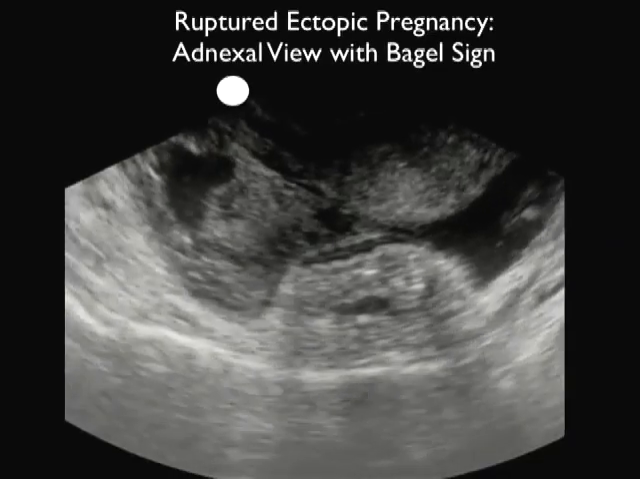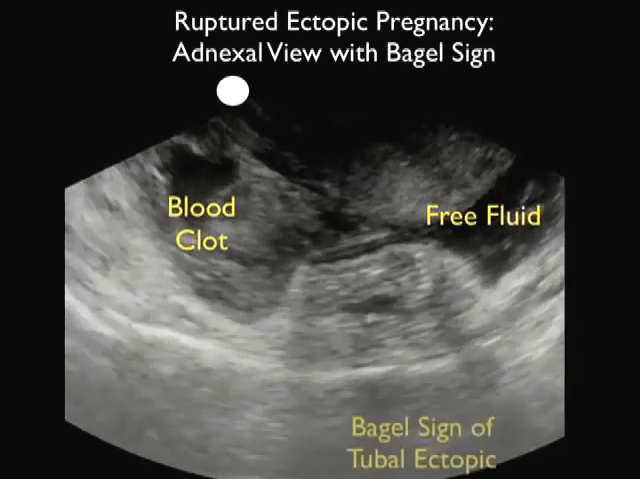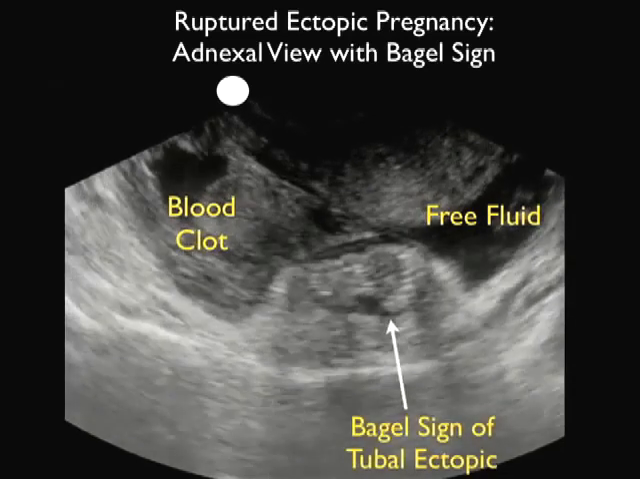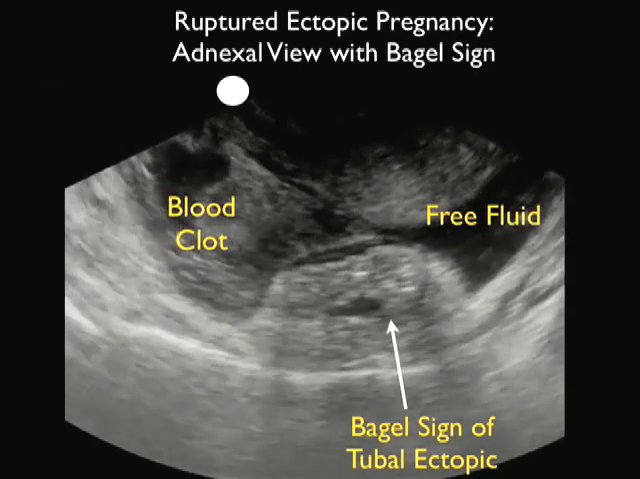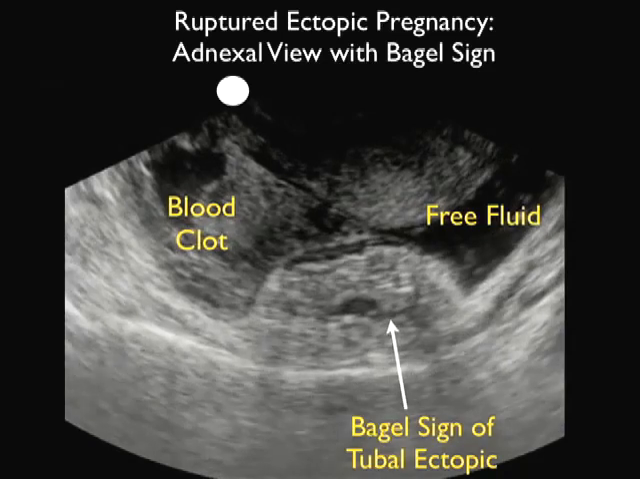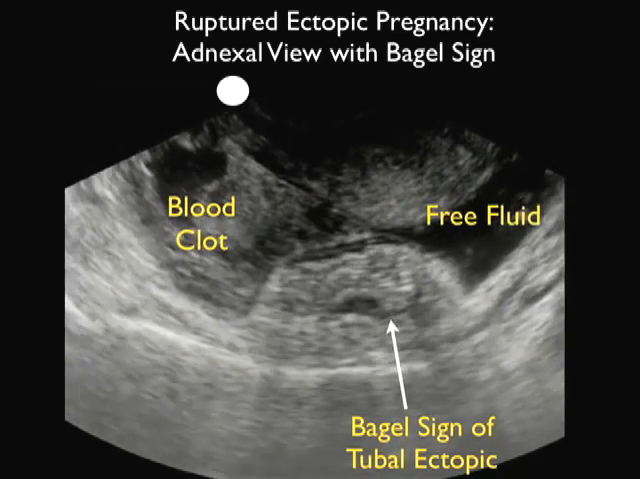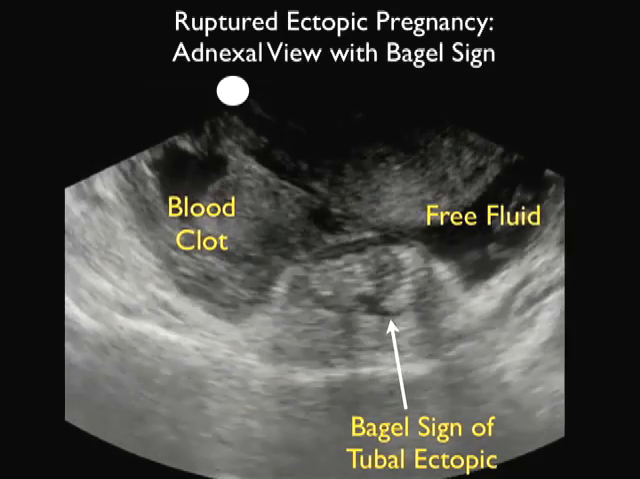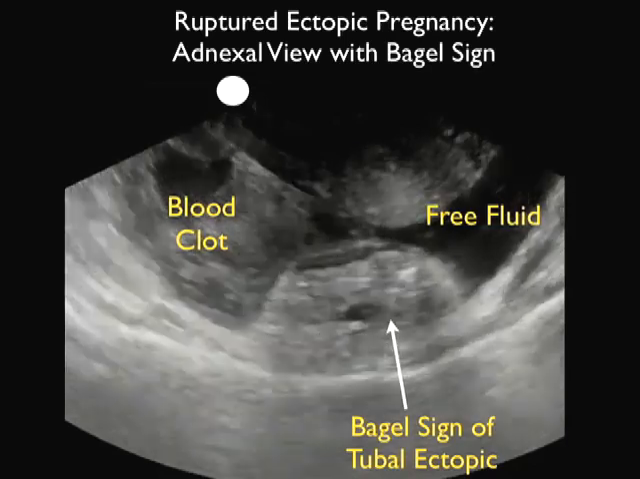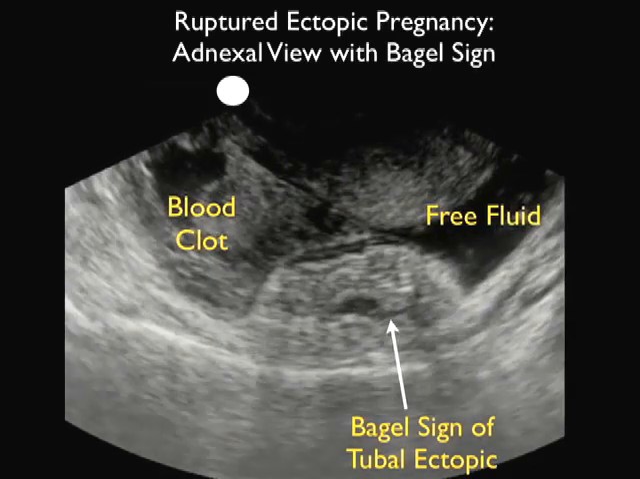So, in the last case, as we did not visualize an intrauterine pregnancy and we saw a lot of free fluid, we decided to scan out towards the adnexa. Here, we have a positive finding. We see free fluid towards the right and echogenic blood clot towards the left, and inferiorly, we see the bagel sign or the tubal ring of an ectopic pregnancy. Notice that the bagel sign has an echogenic or lighter circle appearance with a hole in the middle. And this is suggestive of a fallopian tube ectopic pregnancy.